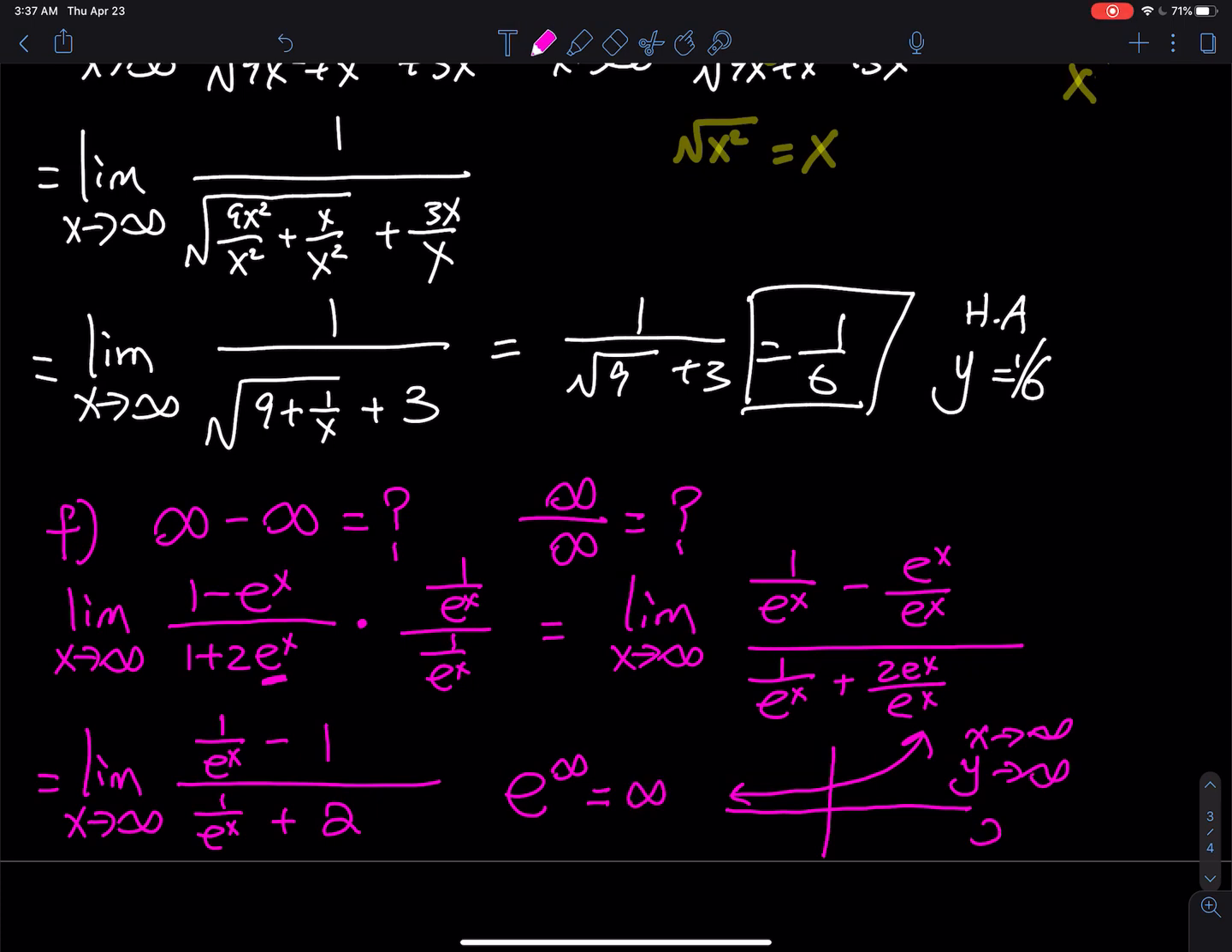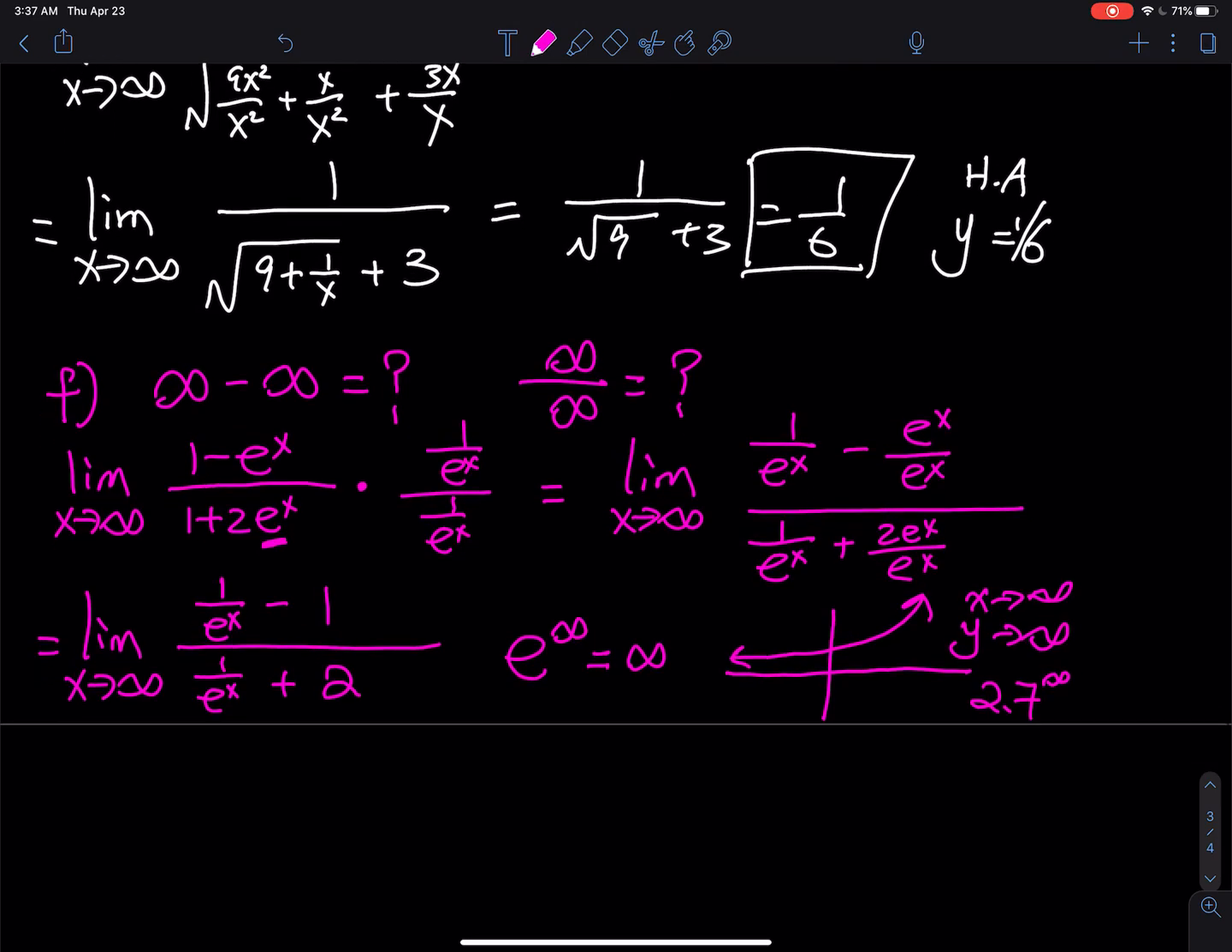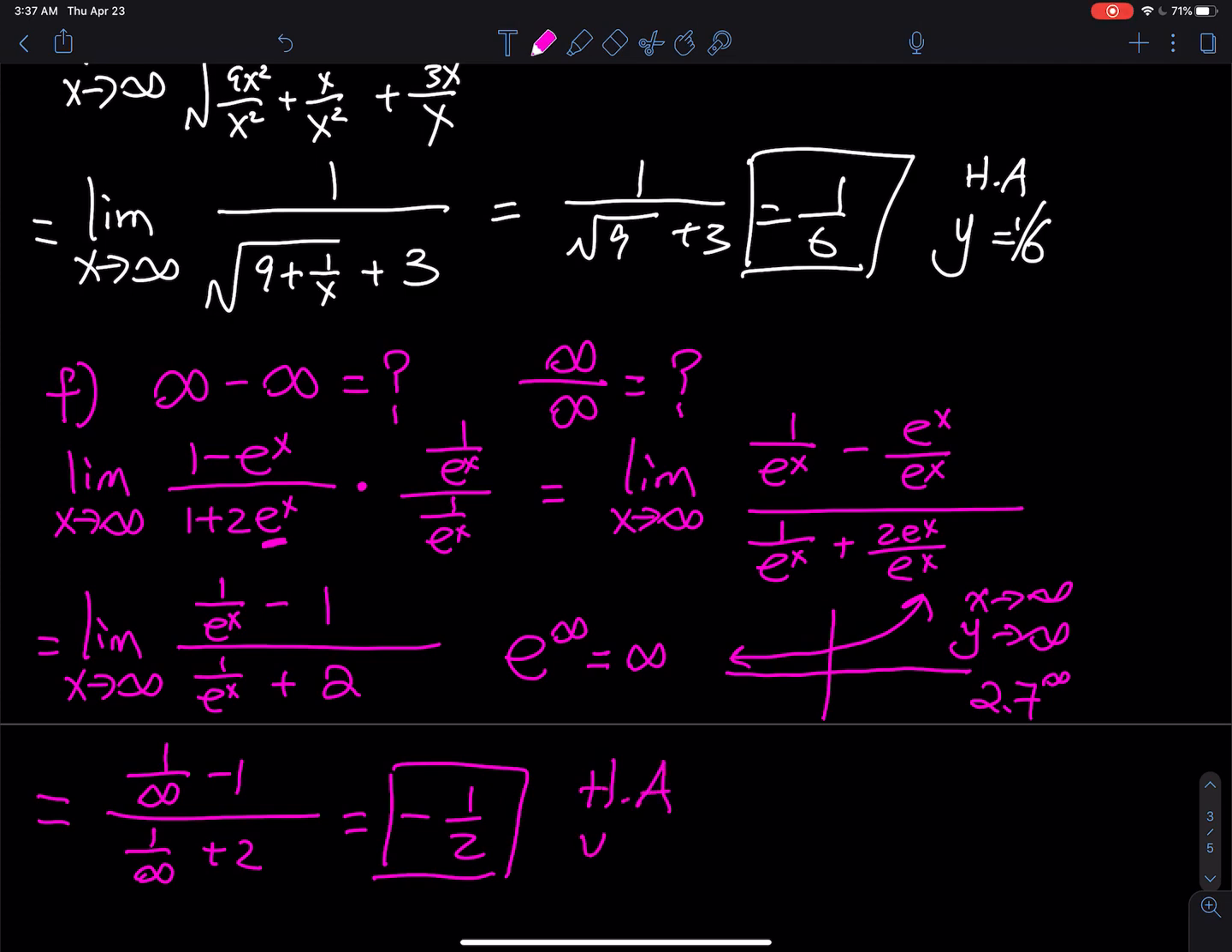Imagine this, you have 2.7 raised to a very large power. So that is equal to infinity, right? So we have 1 divided by infinity minus 1, 1 divided by infinity plus 2. So overall, we have negative 1/2. So my horizontal asymptote is y equals negative 1/2.